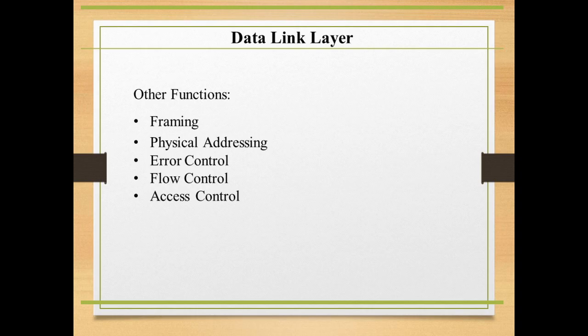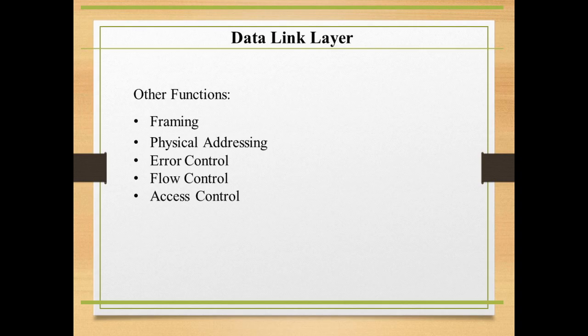Error control. The data link layer adds reliability to the physical layer by adding mechanisms to detect and retransmit damaged or lost frames. It also uses a mechanism to recognize duplicate frames. Error control is normally achieved through a trailer added to the end of the frame.